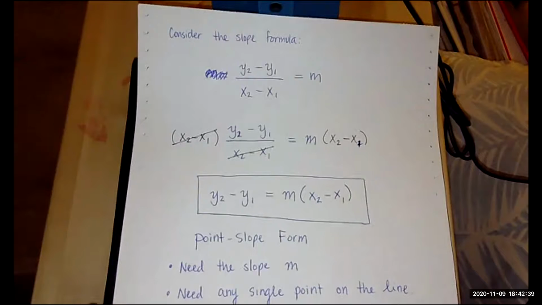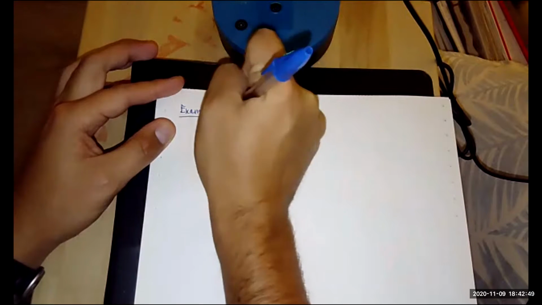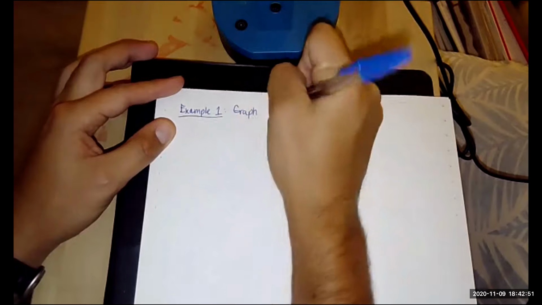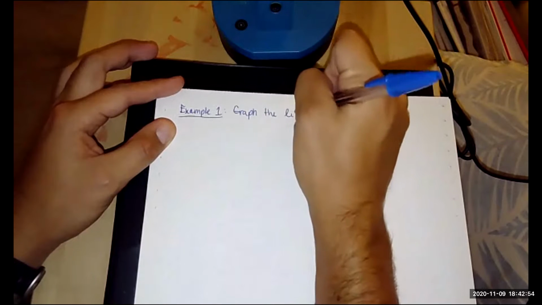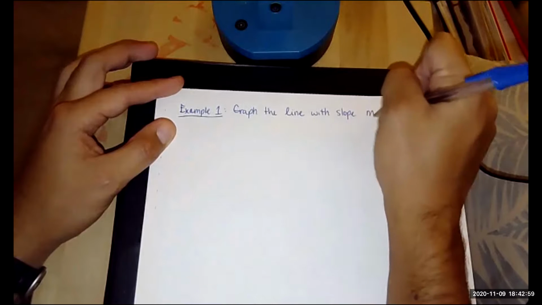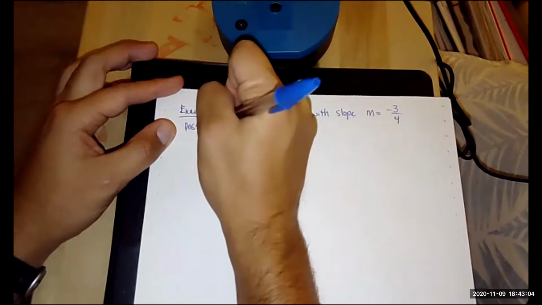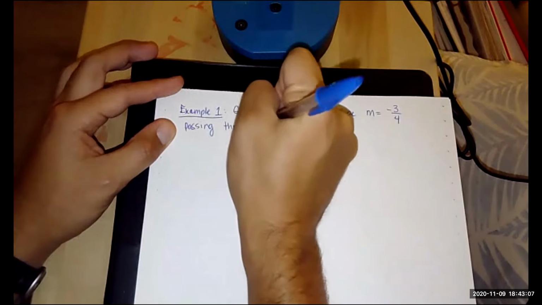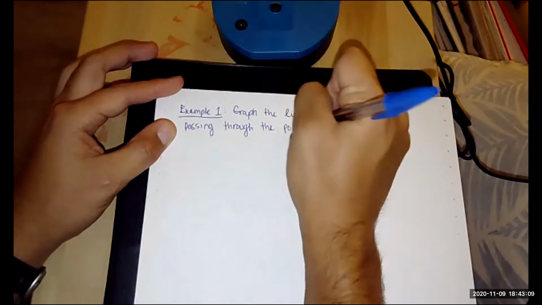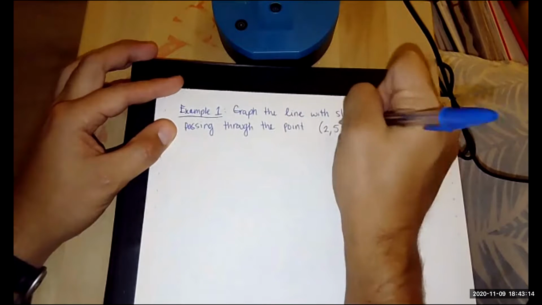So if we look back at that example we just worked, that example said to graph the line with slope m is equal to -3/4, passing through the point 2, 5.